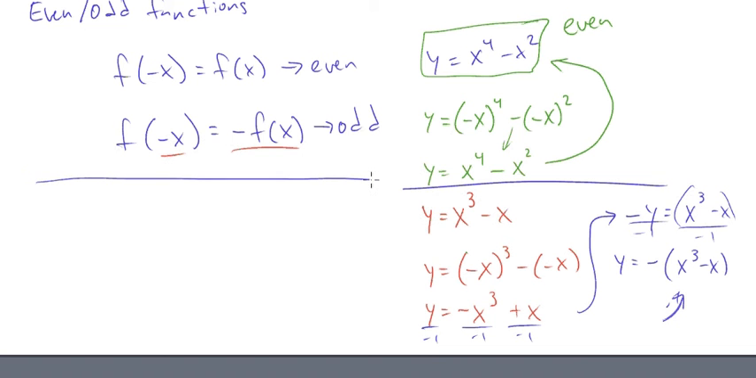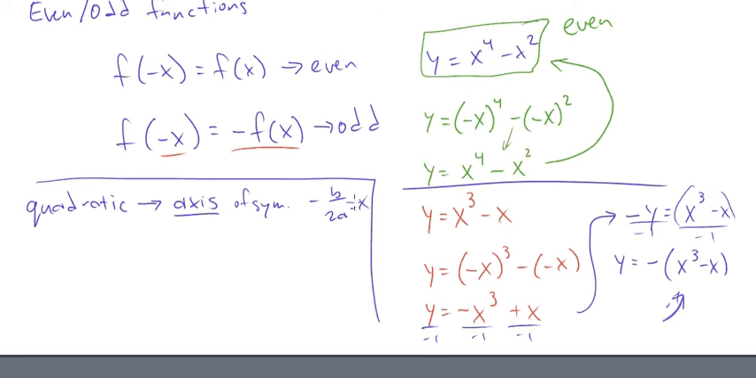Oh, one other point I want to bring up for our quadratics. This is in terms of talking about symmetry. We already know where our axis of symmetry is. We have an axis of symmetry at negative b over 2a. That is the line x equals negative b over 2a.